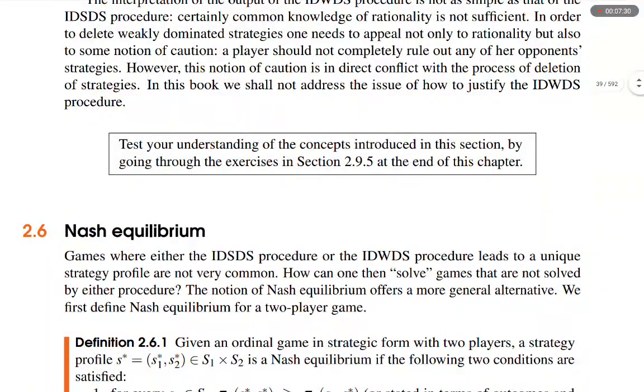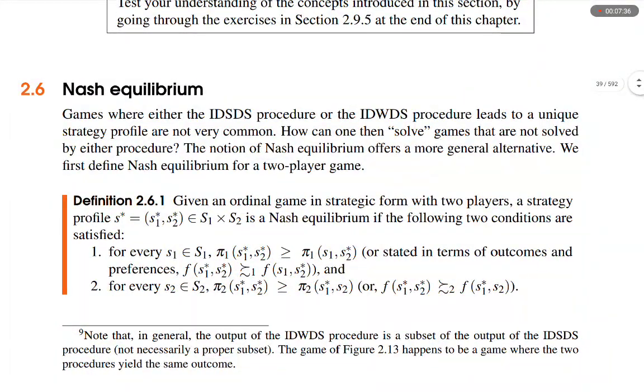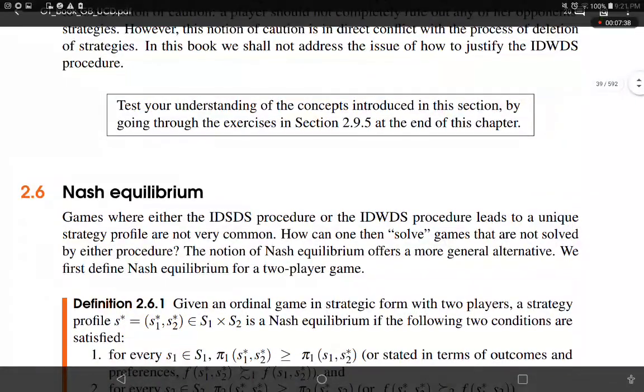Test your understanding of the concepts introduced in this section by going through the exercises in section 2.9.5 at the end of this chapter.